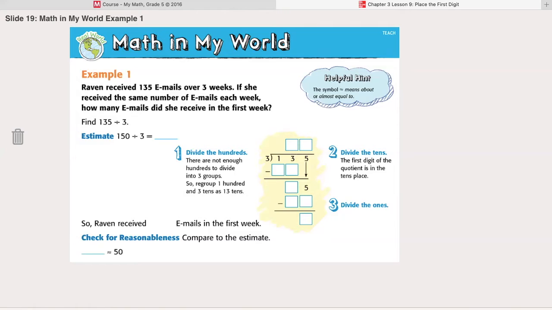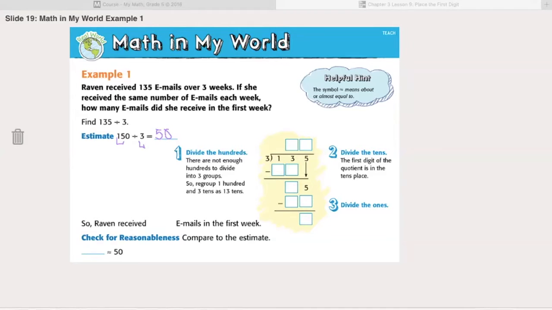Example 1. Raven received 135 emails over 3 weeks. If she received the same number of emails each week, how many emails did she receive in the first week? Find 135 divided by 3. First we can estimate. 135 is very close to 150, which would represent a compatible number for 3. 3 goes into 15 5 times, and we can transfer that 0.